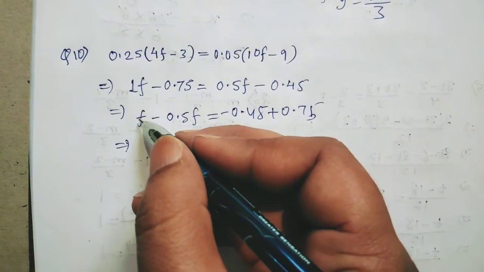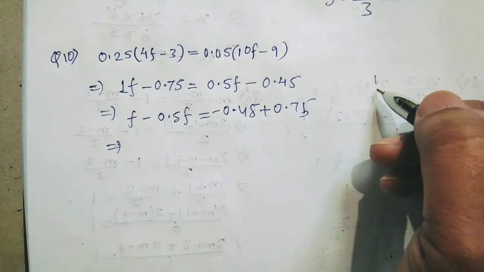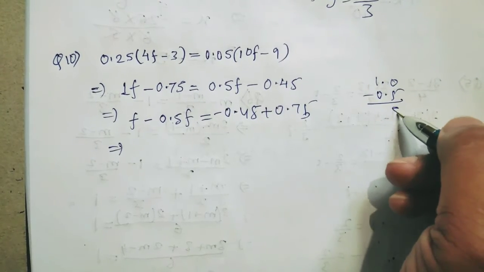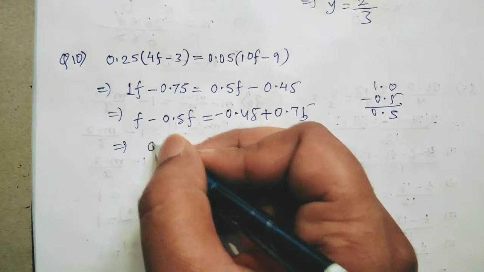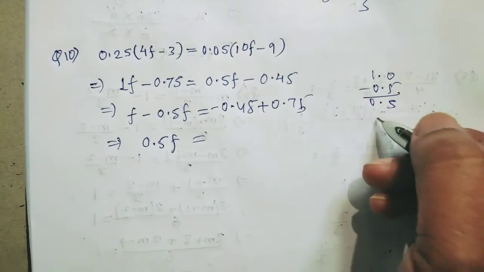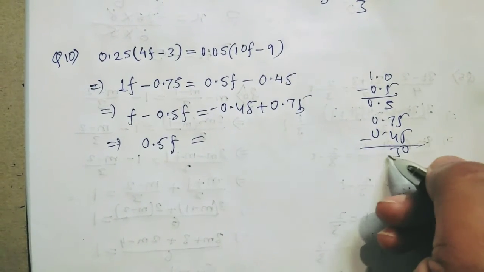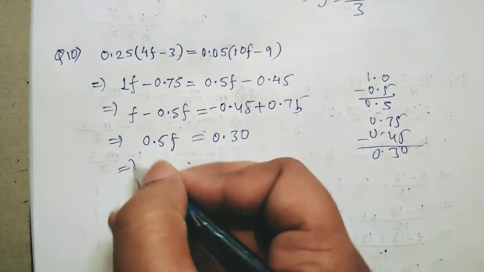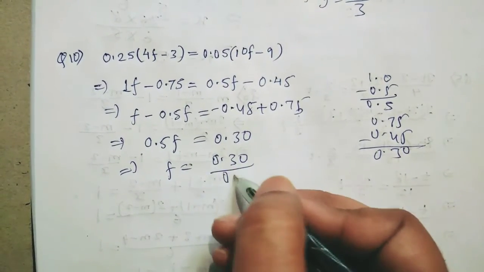Now this is 1f and it is minus 0.5f, that means 1 minus 0.5, like this. You have to give the point and 0, so it is 5, because 10 minus 5 is 5 and here it is 0. So the answer is 0.5f equal to, now 0.75 minus 0.45, so it is 0.30. Now f equal to 0.30 divided by 0.5.